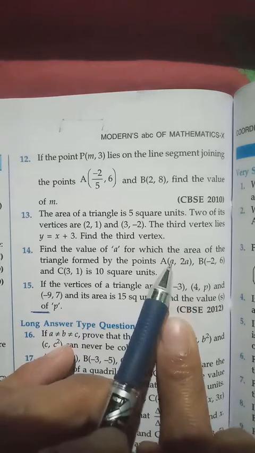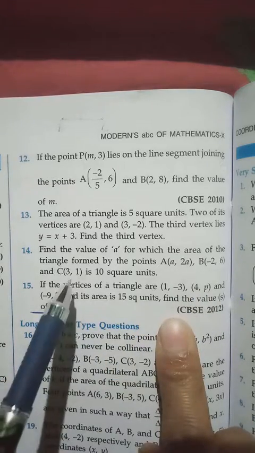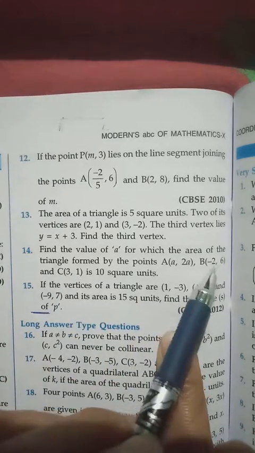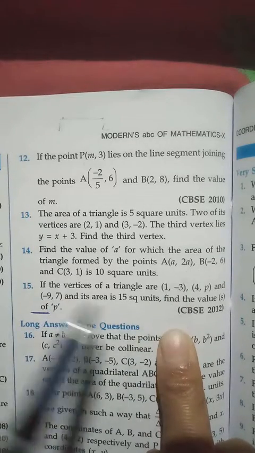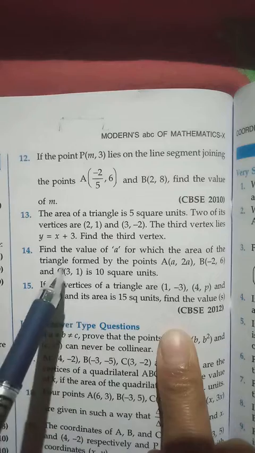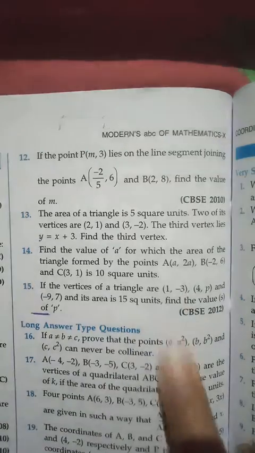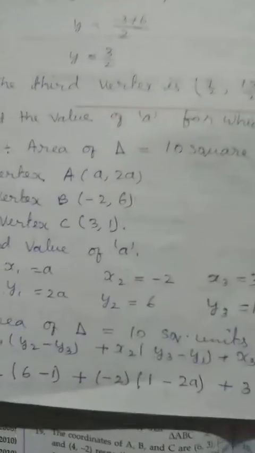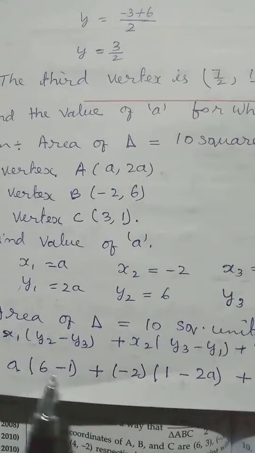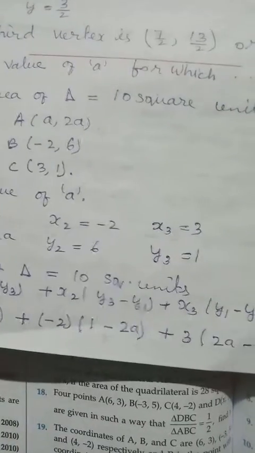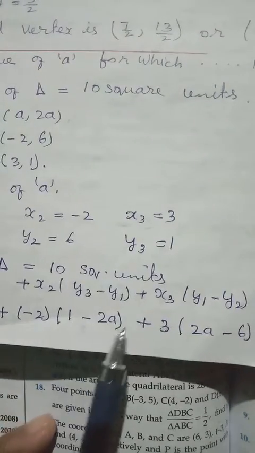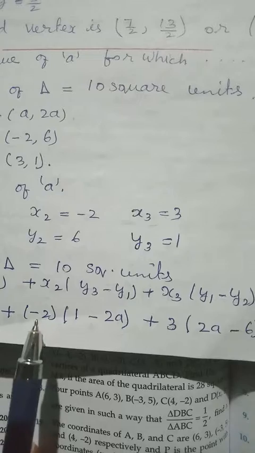Here we have A, it will become 6 minus 1. Then if we use minus 2, it will become 1 minus 2A. Then if we use 3, it will become 2A minus 6. So let's see what we can do after that. Here both are numbers, 6 minus 1, 5, we can subtract. Here one is an alphabet, one is a number, so we cannot subtract, we have to multiply.